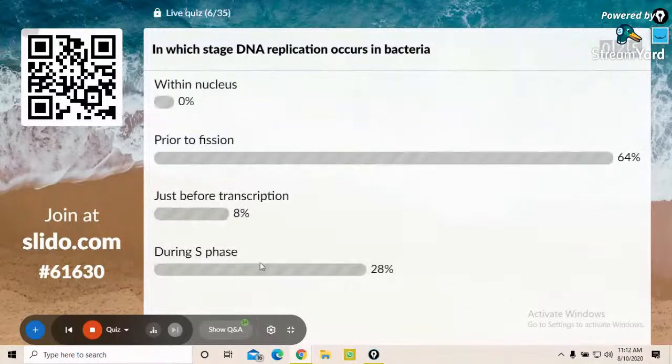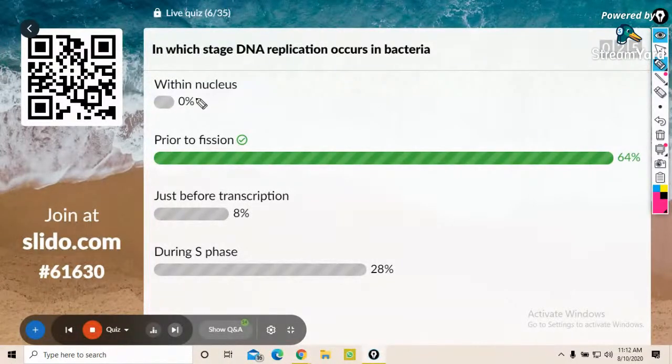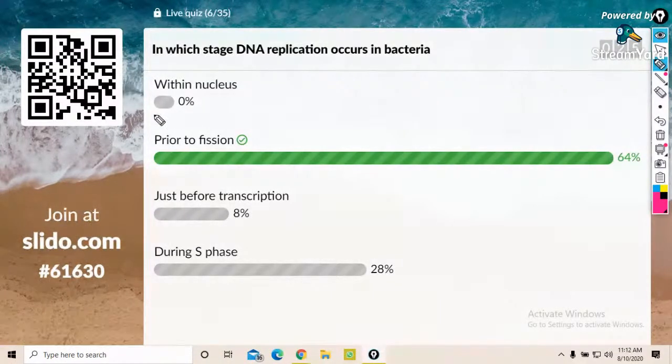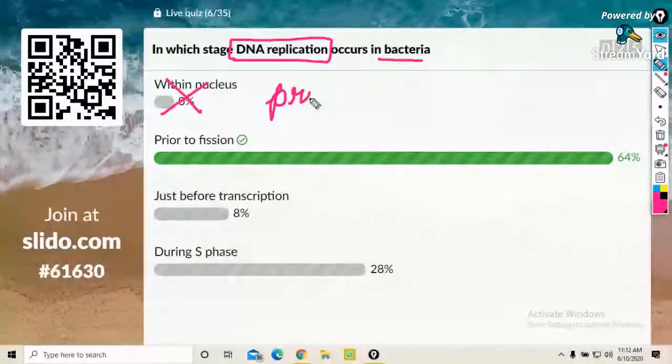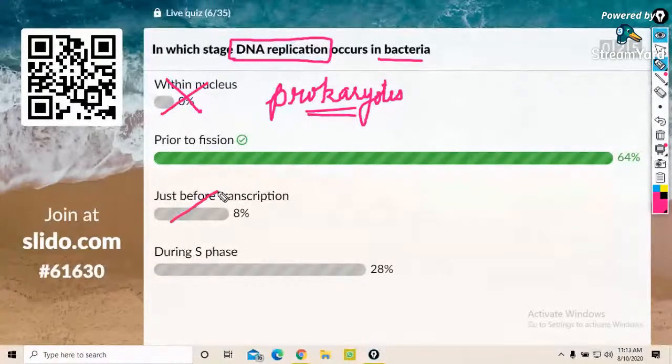Yes. The correct answer for the question is option B, prior to fission. DNA replication in bacteria does not occur within the nucleus because bacteria itself is a prokaryote. It does not have a well-defined nucleus. It is not taking place before transcription. It is not taking place during the S phase. It is taking place prior to the fission.